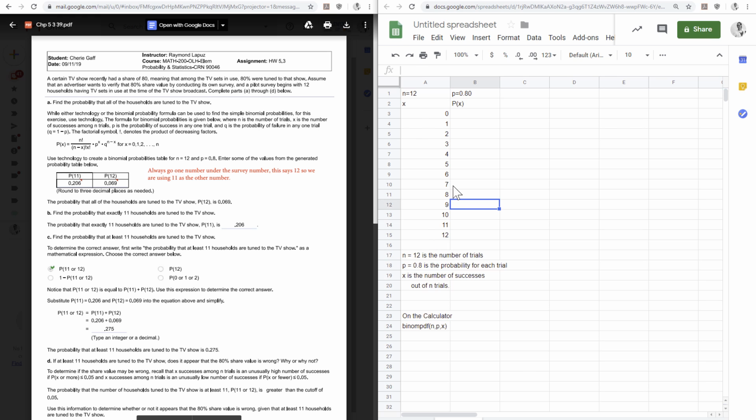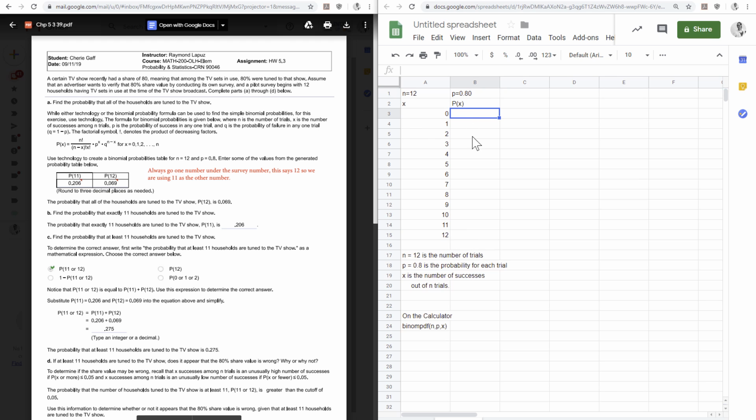So in general, when we're doing a binomial distribution, N is going to be the number of trials. In this case, there's 12. And then for each of those, there's an 80% chance that they would be tuned into the show. Now, X is what they call the number of successes. And so what they're asking for in part A is the probability that all 12 of the households are tuned in. And so the probability would be letting X equal 12.